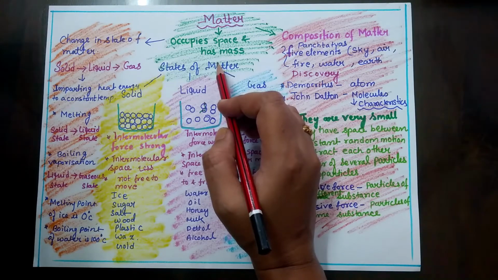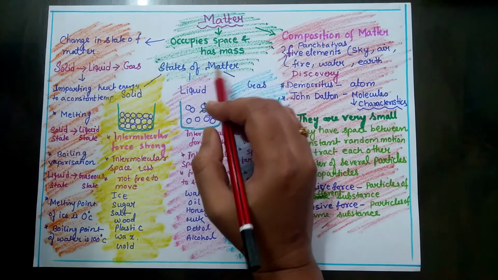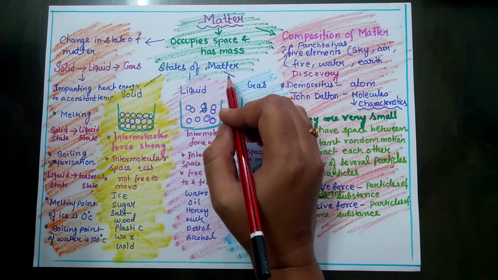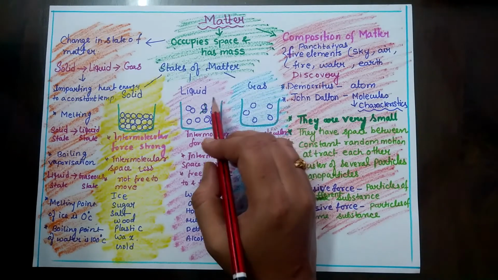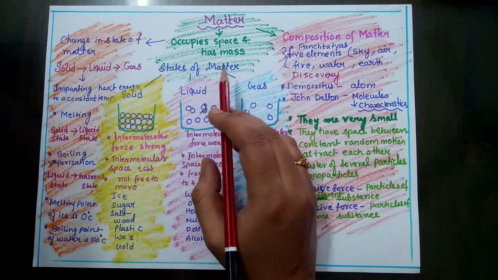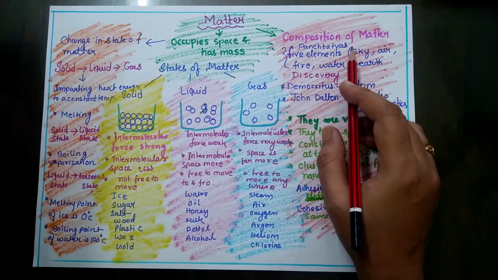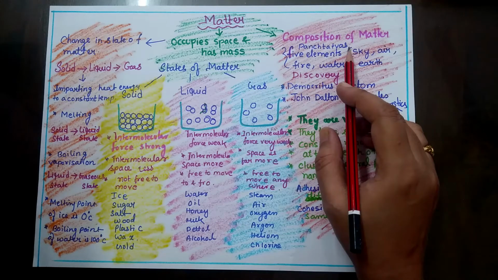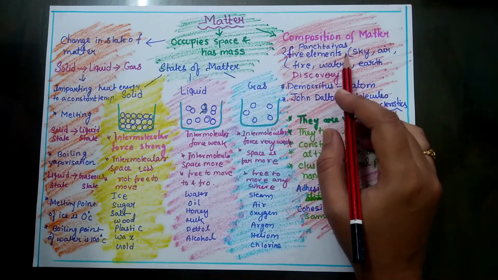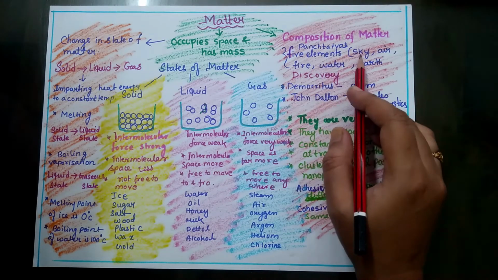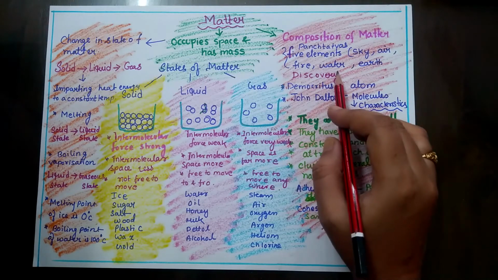Thus the word matter is used to cover all the substances and materials, living and non-living, of which the universe is composed. Now, the universe is composed of matter and energy, and both matter and energy are interconvertible. If we talk about the composition of matter, Indian philosophers considered that all kinds of matter are made up of 5 things, the Pancha Tattva, that is, 5 elements: sky, air, fire, water and earth.